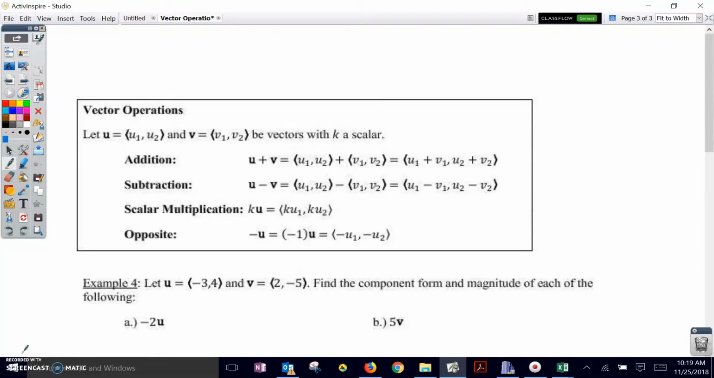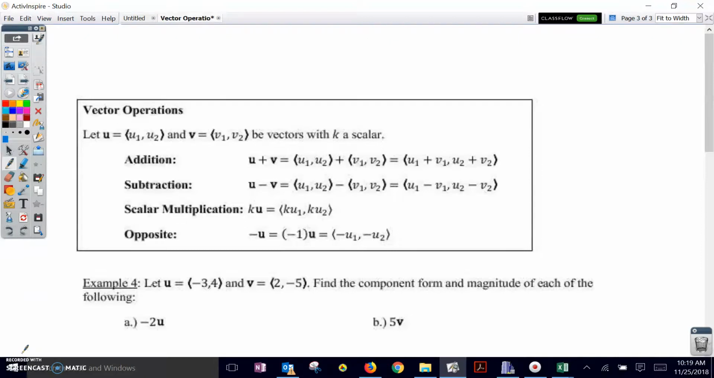Alright everybody, welcome back. In this video we're going to look at vector operations. Specifically we're going to look at example 4 from the vector operations lesson. And you see in the box up here some basic ideas as far as how we work with vectors and can perform operations on vectors.